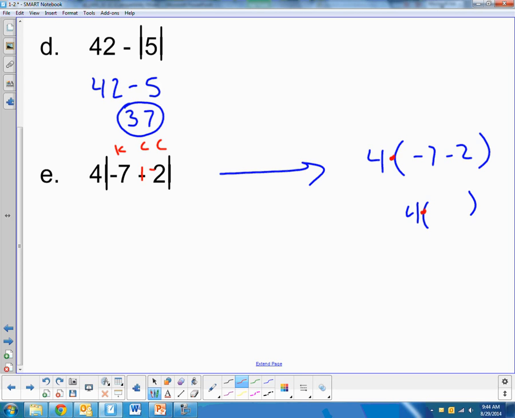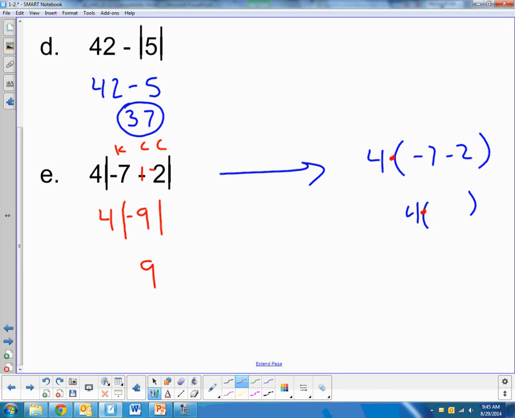These do not have different signs. These are the same signs, negative 7 and negative 2. They have the same sign. Remember, we keep the signs the same. So we're going to add those together and keep the sign the same. 7 plus 2 is 9, and I keep the sign the same. Negative 7 plus negative 2, negative 9. Absolute value bars are still there, and the 4 is still there. Now I can take the absolute value of negative 9. Negative 9 is 9 away from 0.